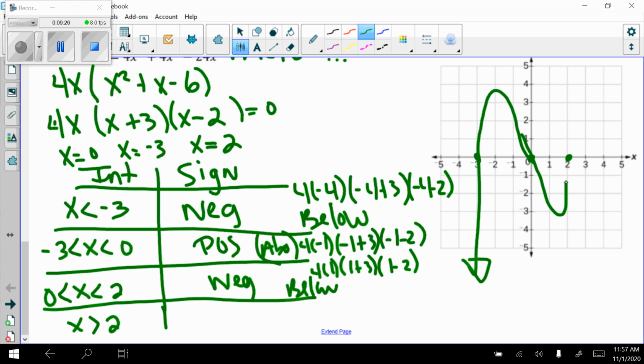X is greater than 2. So we'll pick 3. So 4 times 3, 3 plus 3, 3 minus 2. We see that this is positive. So we are above the x-axis.